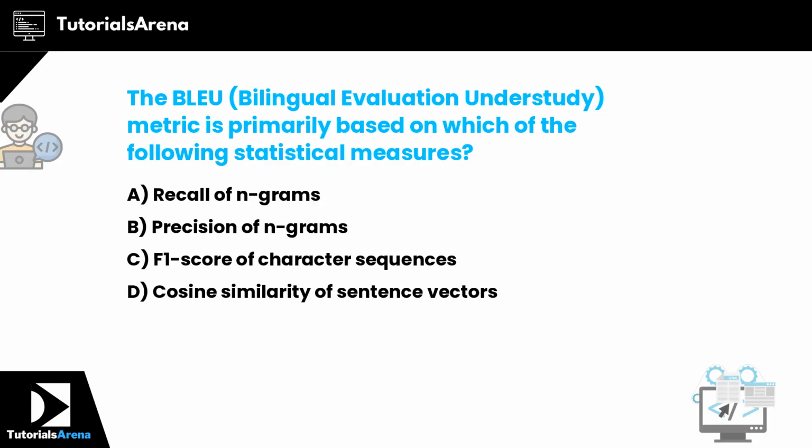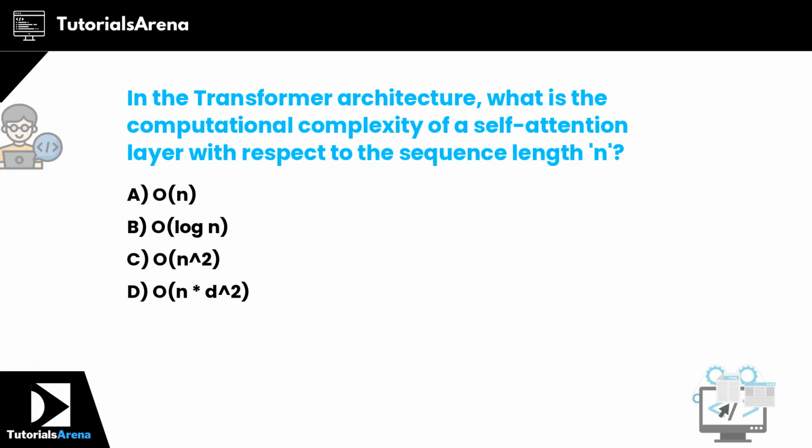The BLEU (bilingual evaluation understudy) metric is primarily based on which of the following statistical measures? The correct answer is option B, precision of n-grams. In the transformer architecture, what is the computational complexity of a self-attention layer with respect to the sequence length n? The correct answer is option C, O(n squared).